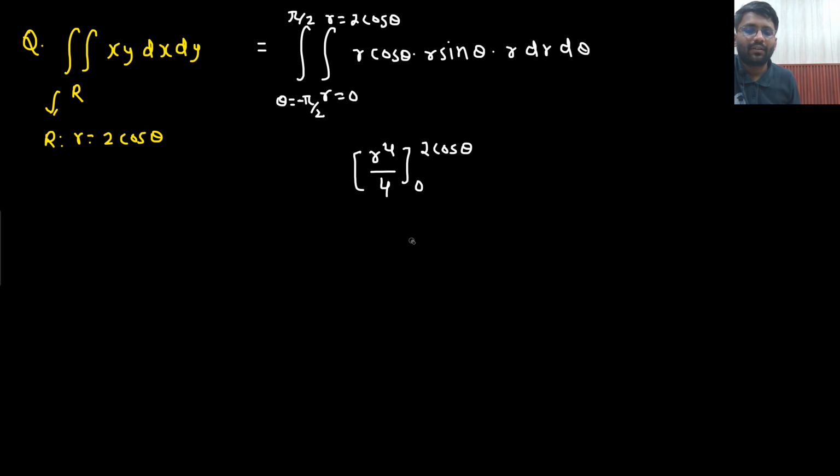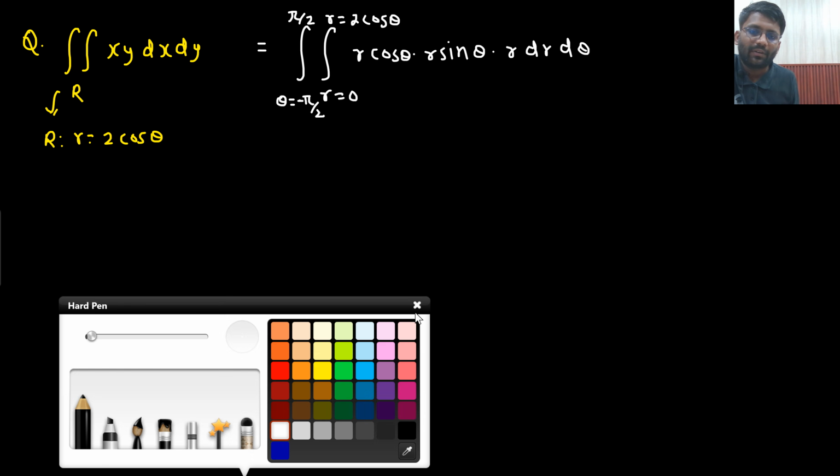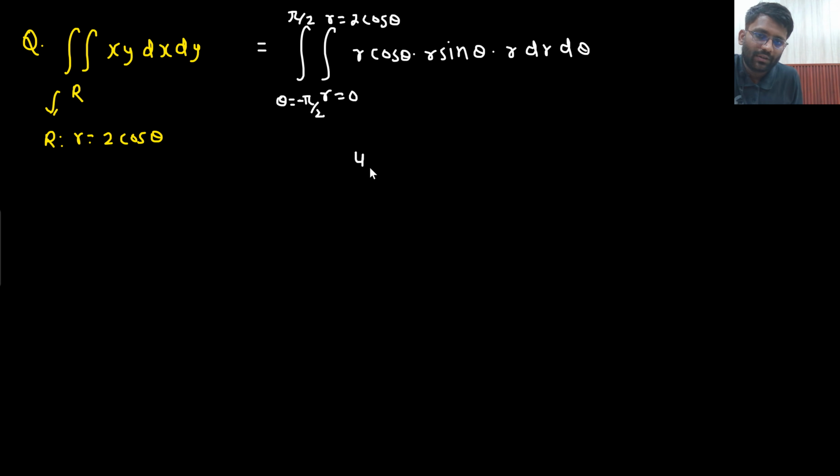4 cos to the power 4 theta, dot cos theta and sin theta d theta. Did you understand? I just solved the limit of r, nothing else. Then theta is going from minus pi by 2 to pi by 2.